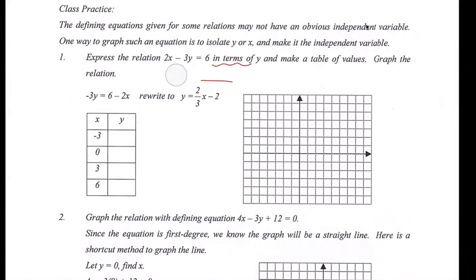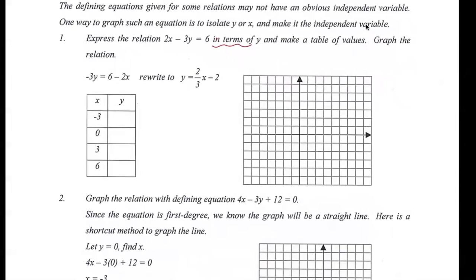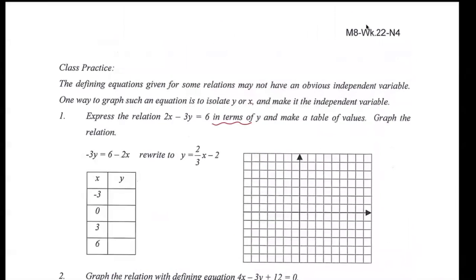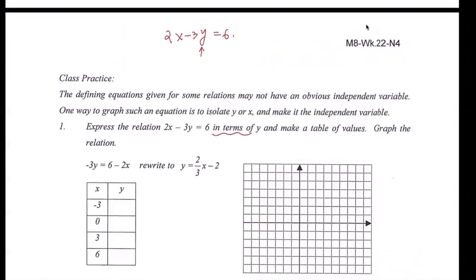Okay, so the question is asking us to express the relation in terms of y. So let's solve for y. Okay. So the equation here is 2x minus 3y is equal to 6. So we need to solve for y. Okay, we need to express this equation in terms of y. Okay. So if we move y to this side, it will be 3y plus 6 is equal to 2x.